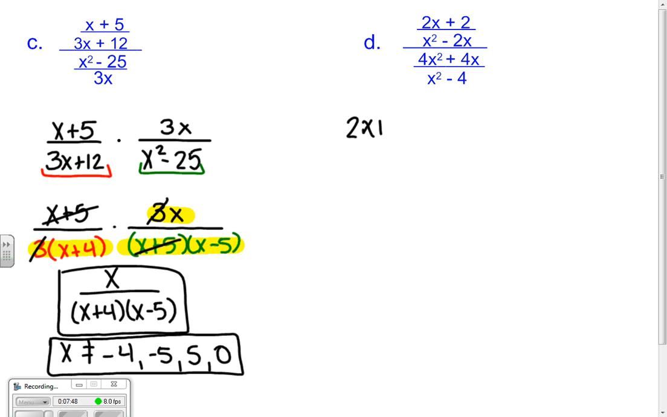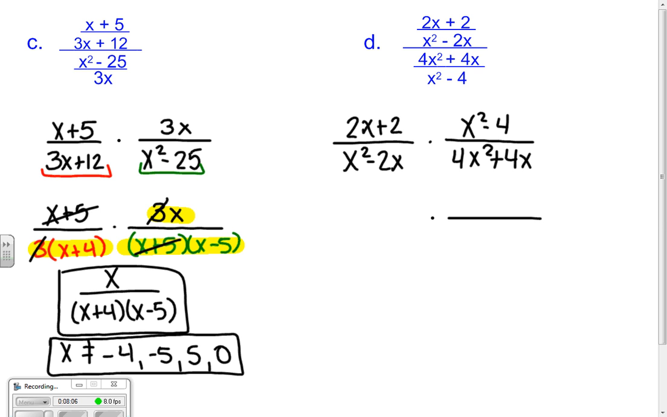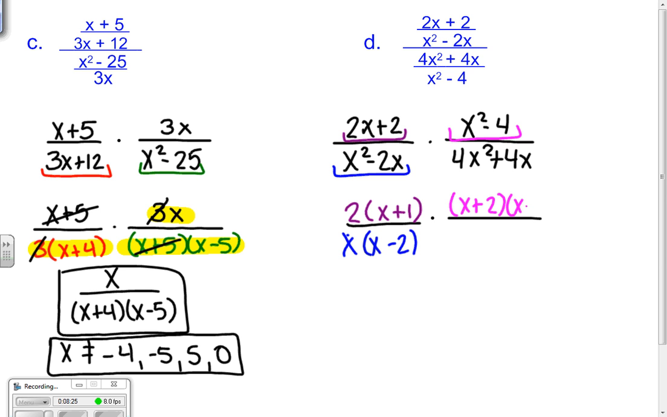Letter D, start by rewriting the problem. I'm going to flip that second fraction because this is really a multiplication. So the bottom, x squared minus 4, will go to the top. And the top, 4x squared plus 4x, will go to the bottom. And I factor what I can. All of these have something they can factor. So I'm going to start with this. Taking out a 2 leaves me with an x plus 1. On the bottom, taking out an x leaves me with an x minus 2. On the top of the second fraction, I break it up into x plus 2, x minus 2. And the bottom, if I take out a 4x, leaves me with an x plus 1.